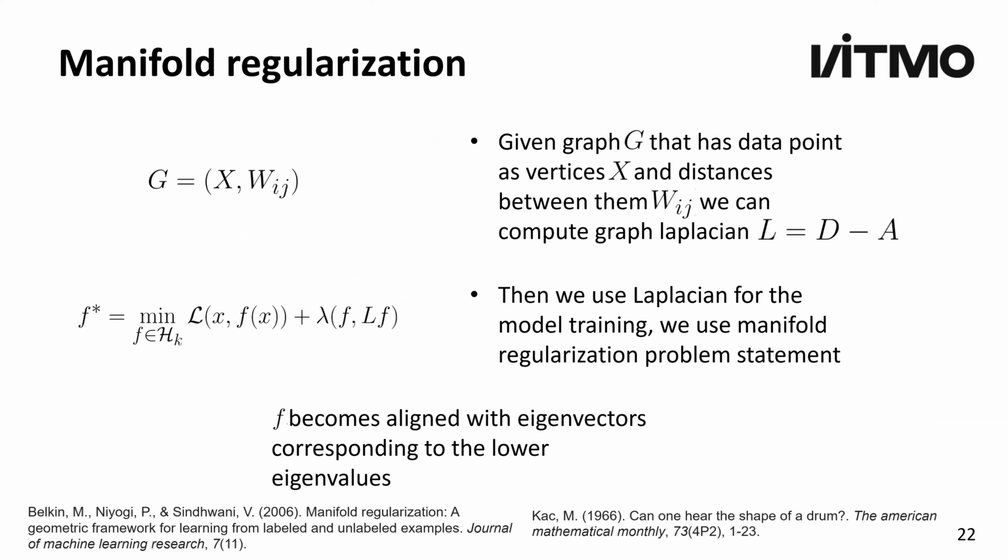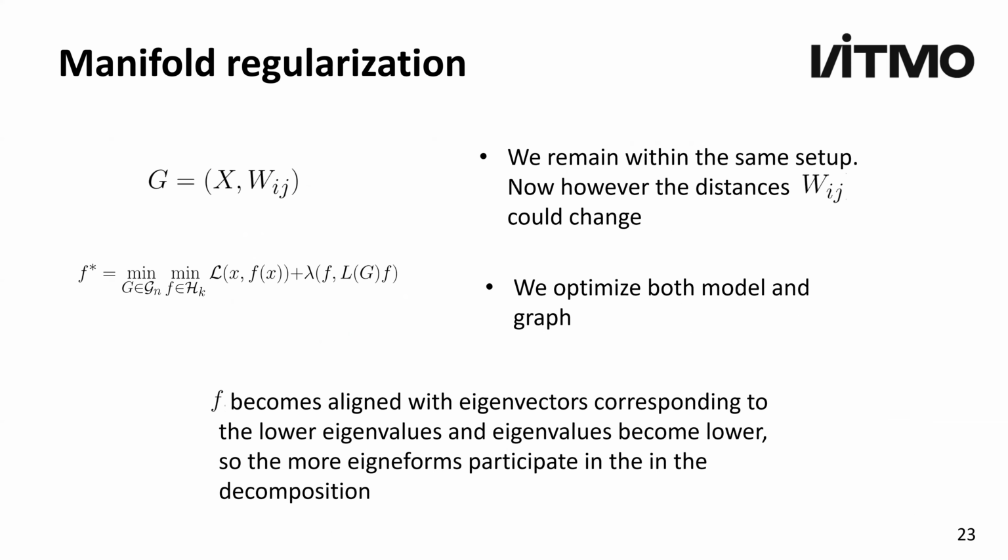Of course, we could reformulate this problem, and we could think that we are searching the graphs. We are optimizing both the model and the graph. This was our first point to think that we could somehow change the distances, remove some edges, and so on and so forth to obtain a better graph and obtain better results.